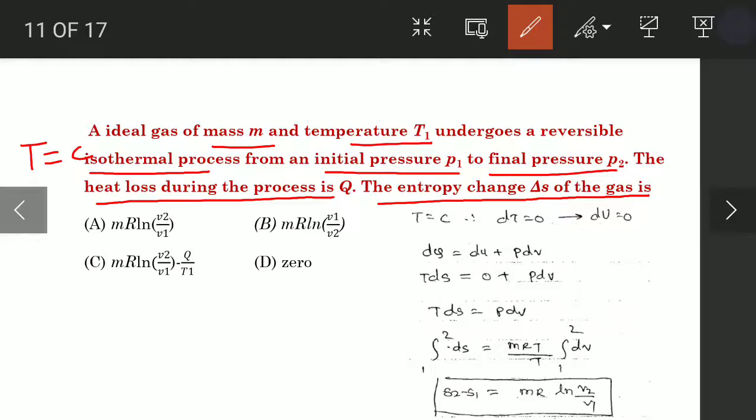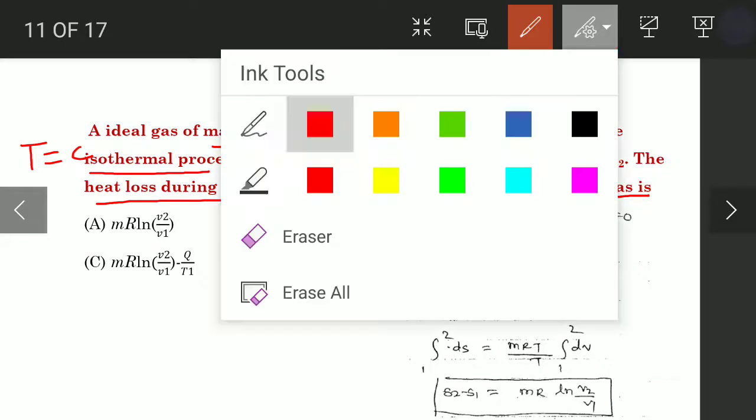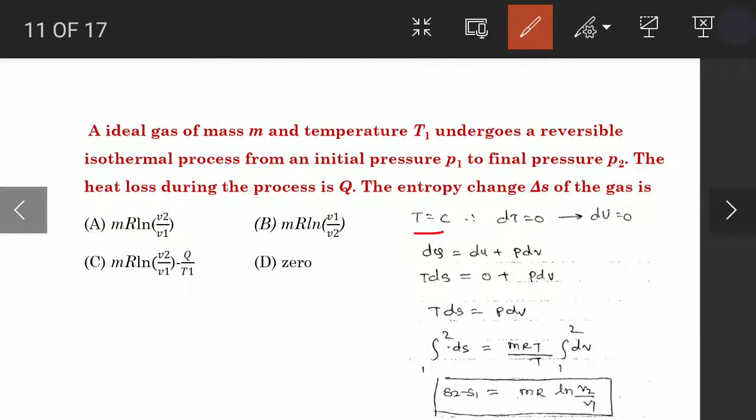Here we can calculate this change in entropy in terms of pressure as well as volume. As it is an isothermal process, T is equal to constant, so dT is equal to 0. And dU is equal to 0 because dU is equal to Cv dT. As dT is 0, dU becomes 0.